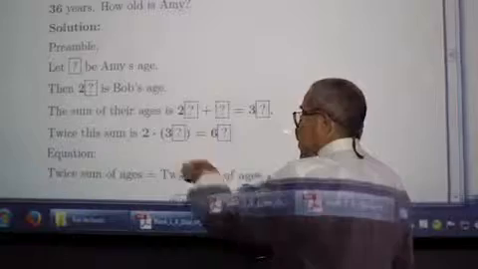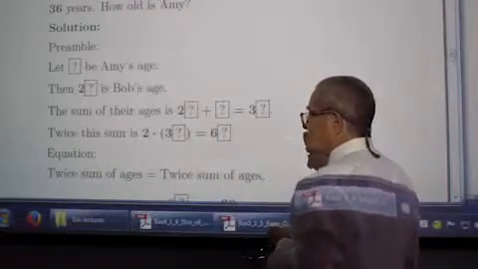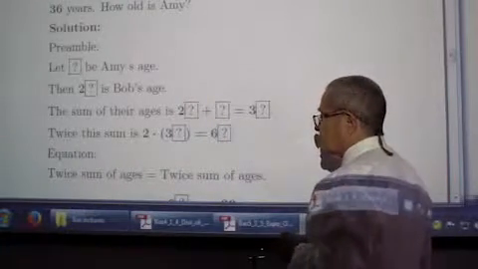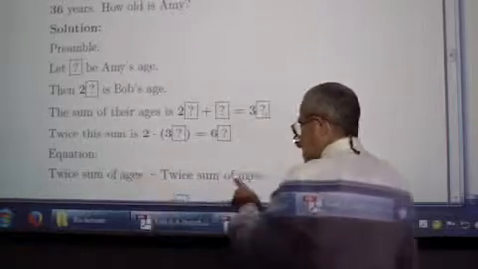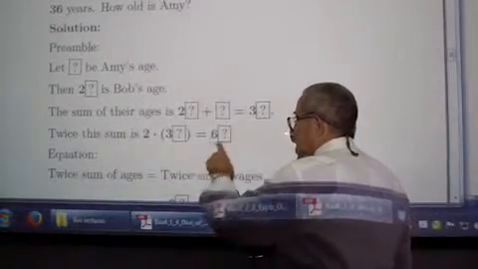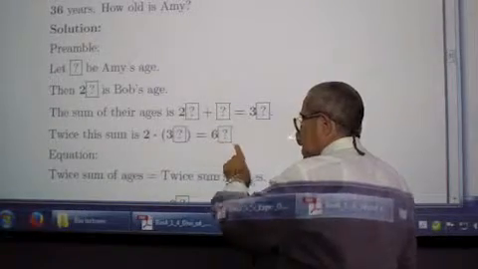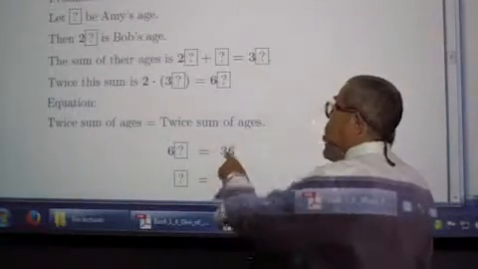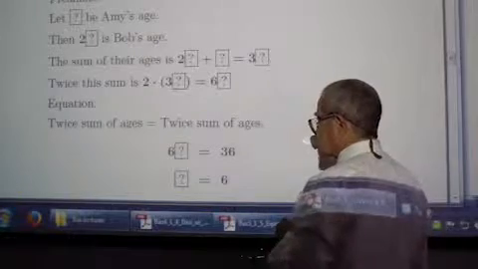That's still part of working up symbols. And then I go to my equation. Twice the sum of the ages, I worked it out already. I have that 6 times the number in the box. And I was told it's also 36.